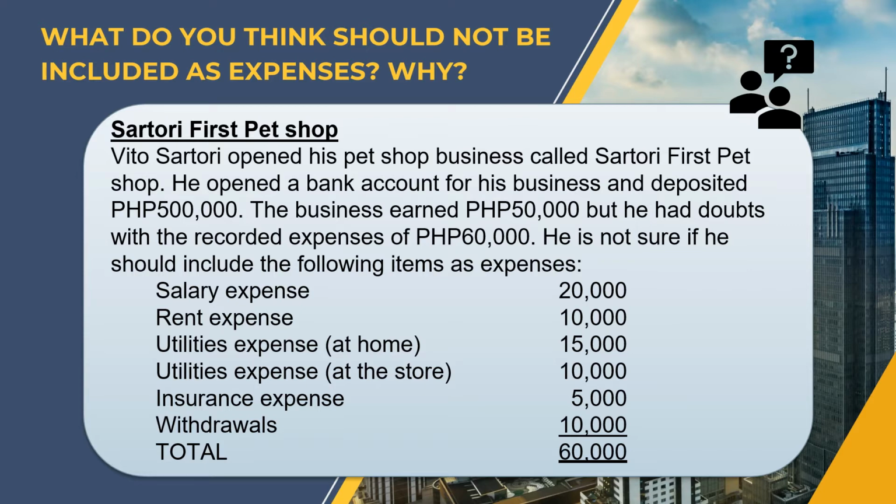And then withdrawals. Ito yung mga personal na kinuha ni Vito dun sa shop. Let's say, nangailangan siya bigla ng cash for his personal expenses. Ito yung withdrawals or drawings niya dun sa business niya. This type of transaction na nangyayari sa business ay hindi dapat expense. Part siya nung parang kumukuha siya dun sa capital na binigay niya dun sa business. That's why this shouldn't be part of the expenses. Ang tama lang na dapat na nandito is yung salary expense, rent expense, utilities expense at the store, and insurance expense.